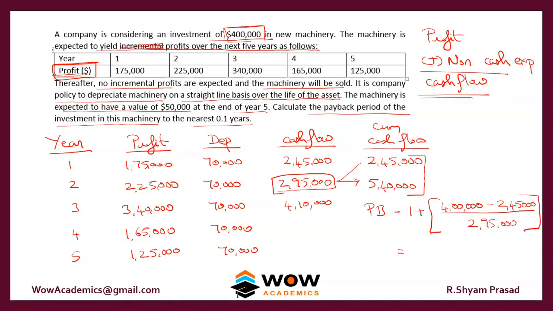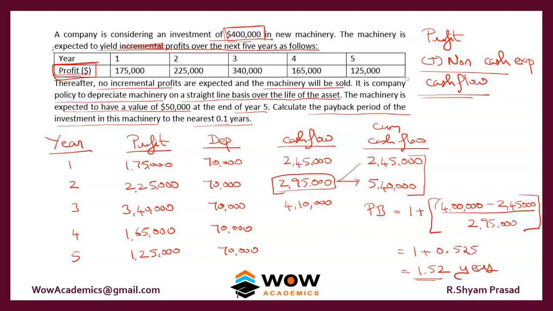Solve it. The answer comes to 1 plus 0.525. So it's 1.52 years. So the answer requires you to put it in 0.1 years. So after decimal, they need just one number. After decimal, we have taken even two numbers. So that's about the answer.